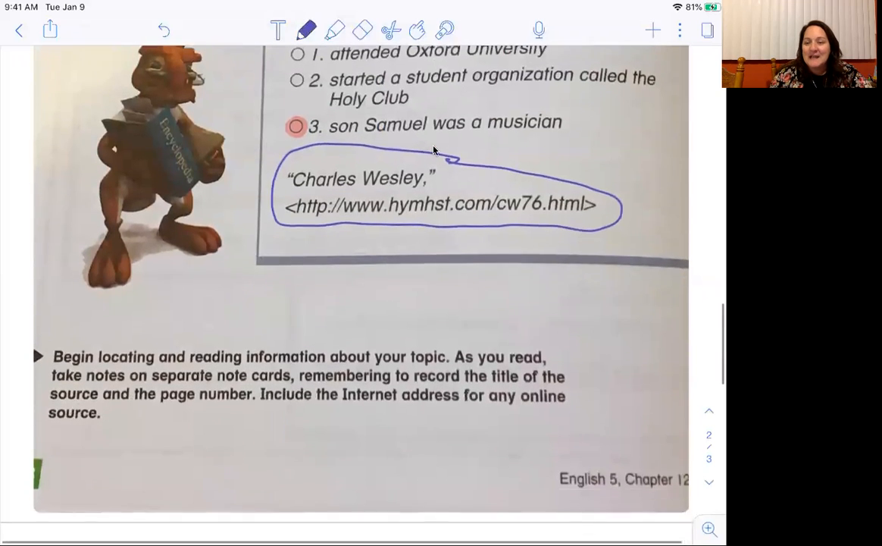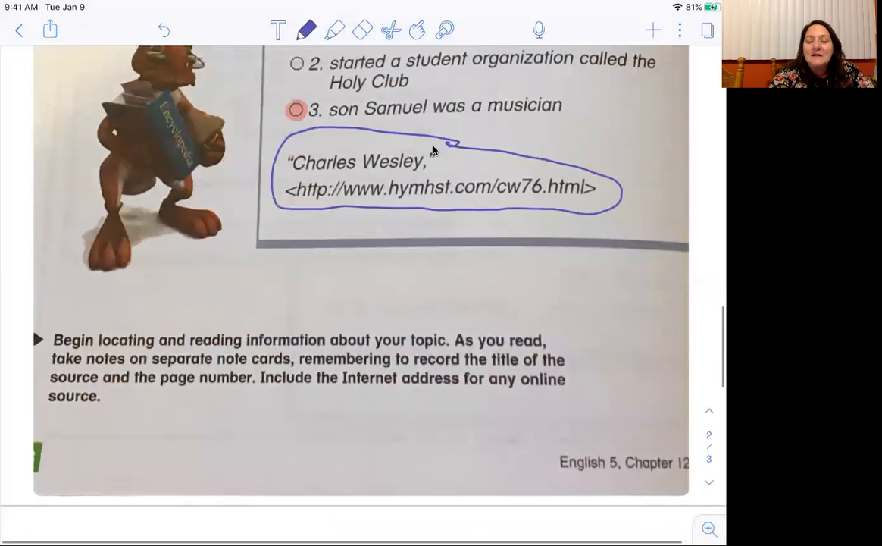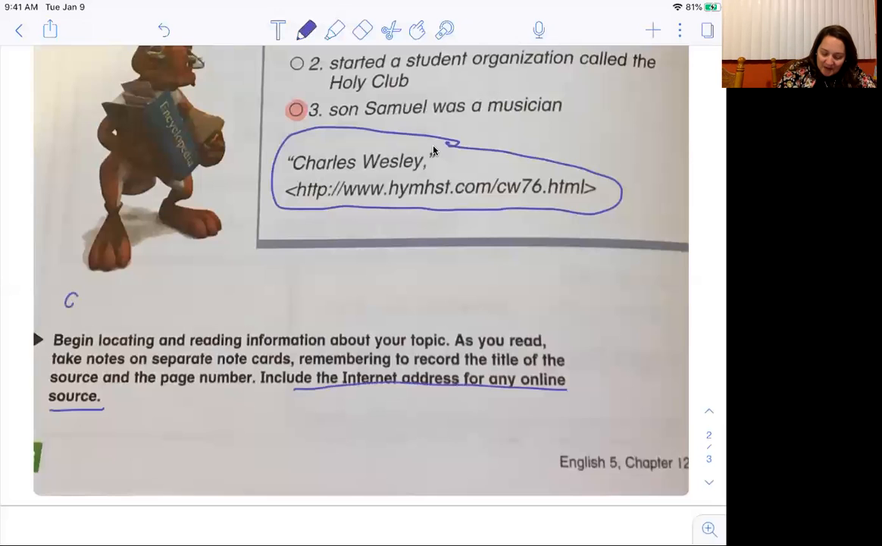Oh, let's look at our assignment for today. Begin locating and reading information about your topic. As you read, take notes on separate note cards or on separate sheets of paper, remembering to record the title of the source and the page number. Include the internet address for any online source, and that's what we're going to be using. Internet address for online sources. So, your assignment today, I'm going to write it down here.